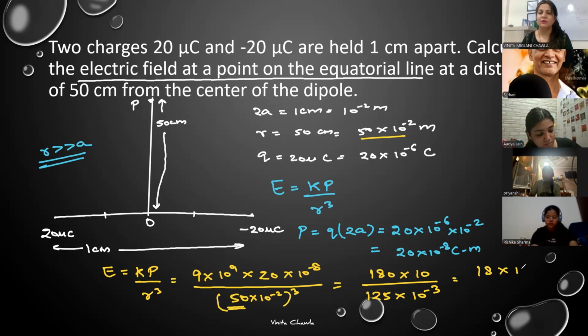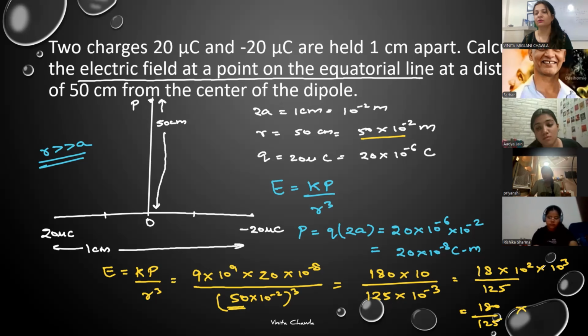We can write 18 into 10 to the power 2 into 10 to the power 3, and in the denominator we have 125. Or we can write 180 upon 125. We can write them together, and we have borrowed just 10 from here, so we are left with 10 to the power 4 Newton per coulomb.